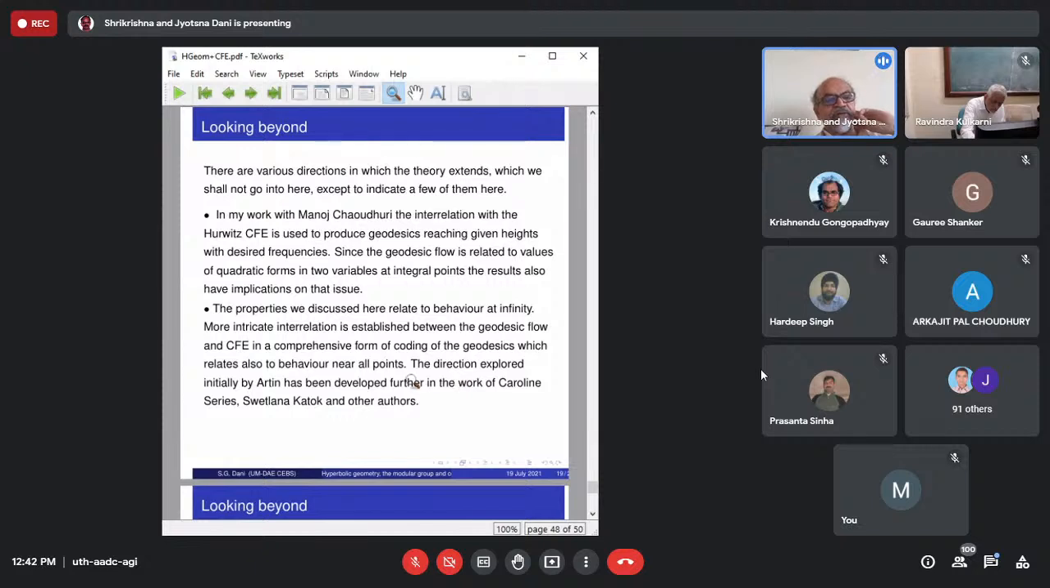There is the work of Caroline Series, Svetlana Katok, and others, and some of the early observations in that go back to a paper of Artin, where he obtained some of the properties.